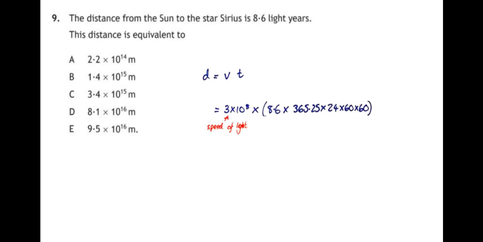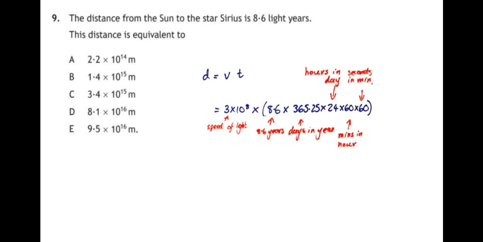And to do that, we take our 8.6 years, we multiply it by the number of days in a year, 365.25. We multiply that by the number of hours in a day, 24. We multiply that by the number of minutes in an hour, 60. And then we multiply that by the number of seconds in a minute, 60 again. And that gives us a value of 8.1 times 10 to the power of 16 meters, which is answer D.